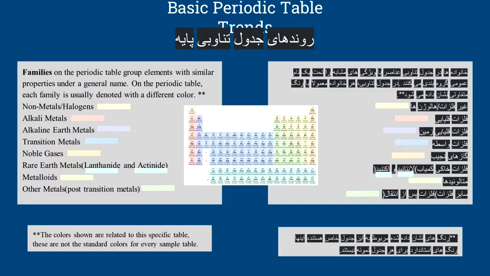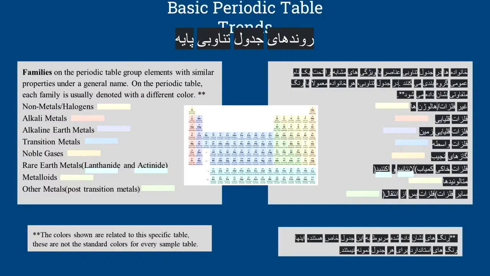Let's begin by addressing the families on the periodic table. Elements with similar properties are typically grouped under a general name, and each family is denoted by a color. I color-coded the names just so you could find them on the table that I attached, but the colors shown on this specific table are not the standard colors for every sample table, so just be aware of that.